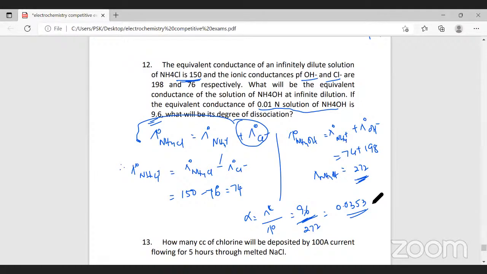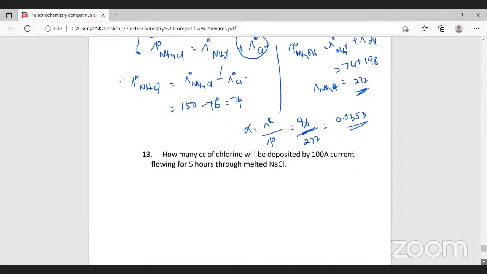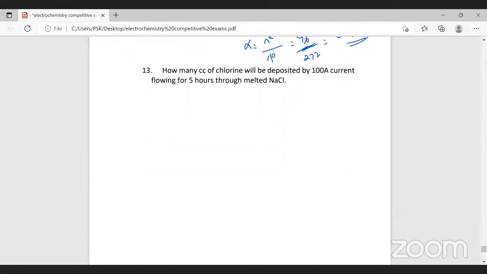Yes, sir. The next question: how many cc's of chlorine will be deposited by 100 amperes current flowing for 5 hours through melted sodium chloride? They're asking how many cc's, centimeter cubes, of chlorine will be deposited. We know that charge is equal to I into T. They have given current to be 100 and time they have given 5 hours, taking 60 minutes and each minute as 60 seconds. Time has to be taken in seconds.